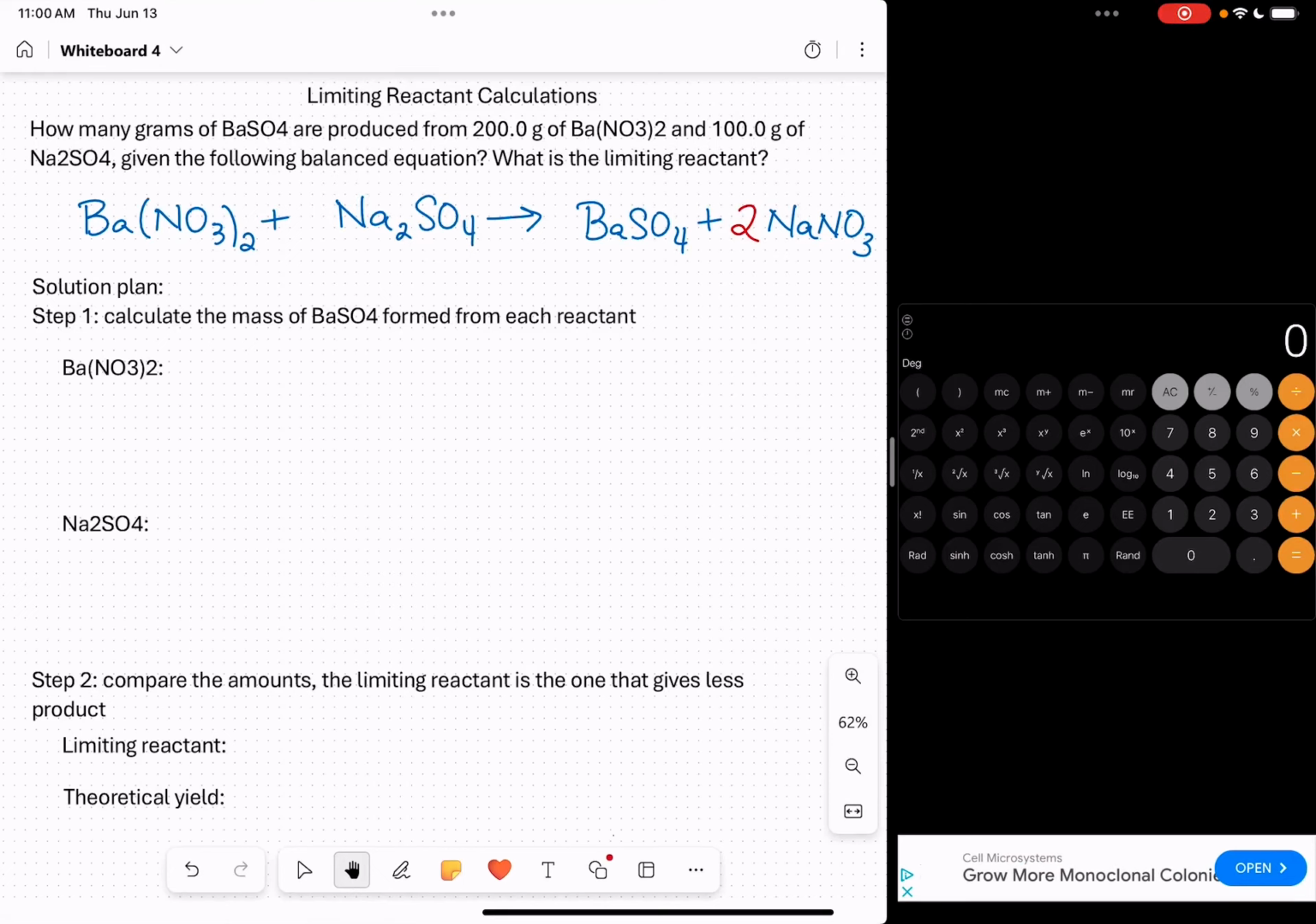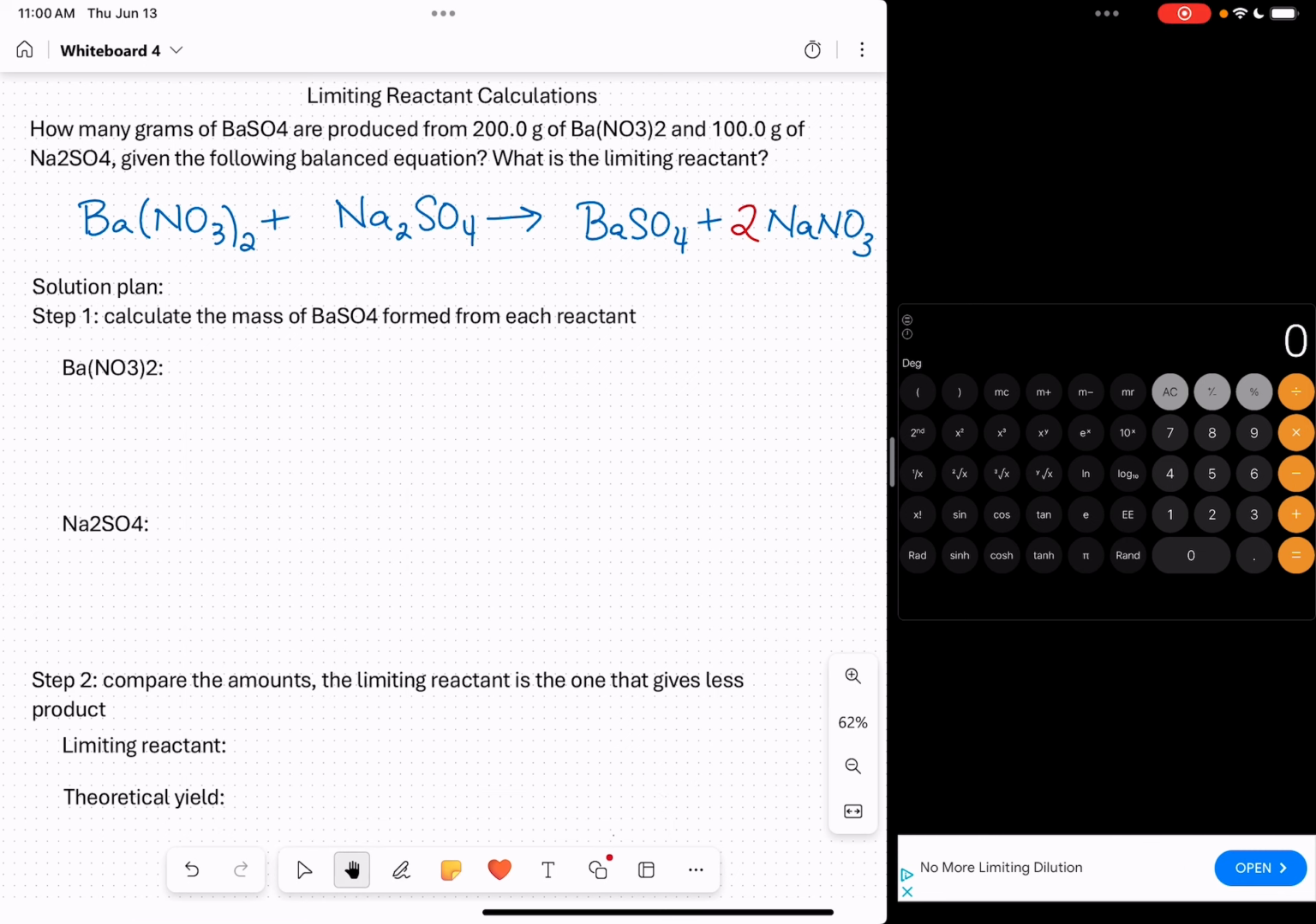Let's do another calculation where we determine the limiting reactant and calculate the theoretical yield. How many grams of barium sulfate are produced from 200 grams of barium nitrate and 100 grams of sodium sulfate? Given the following balanced equation, what is the limiting reactant?